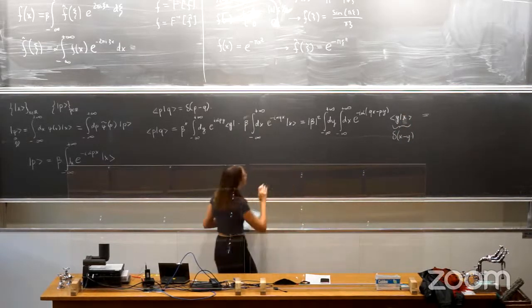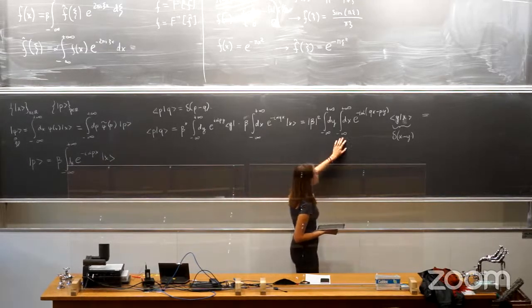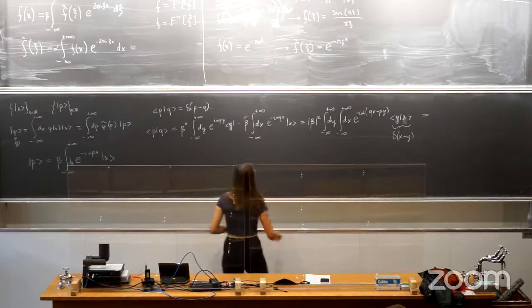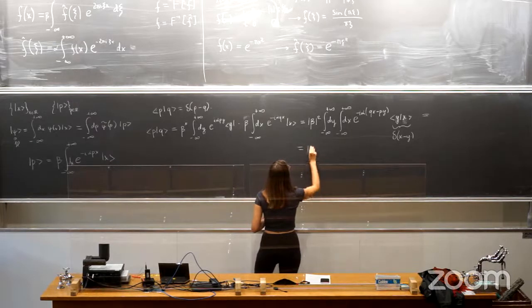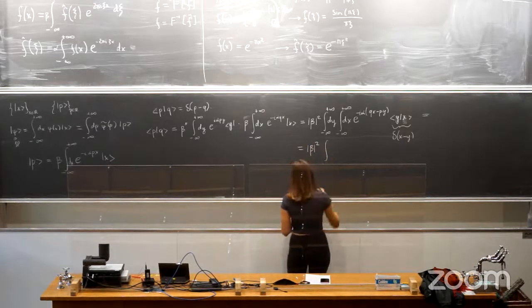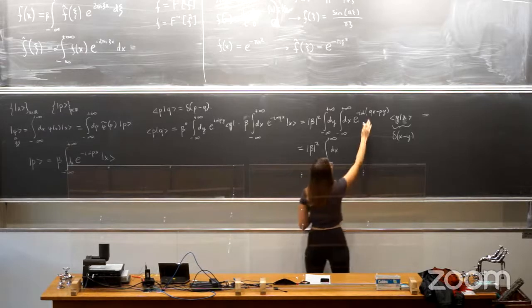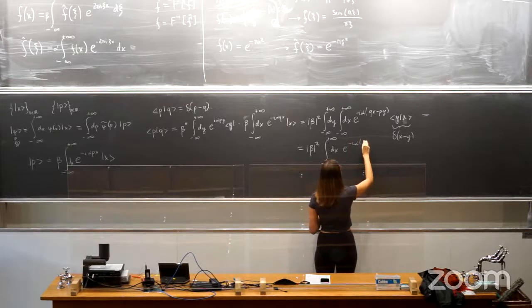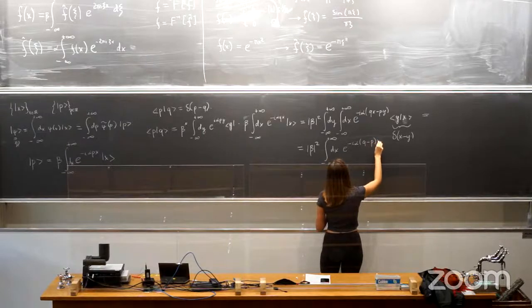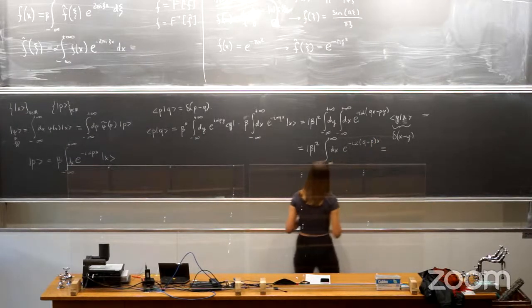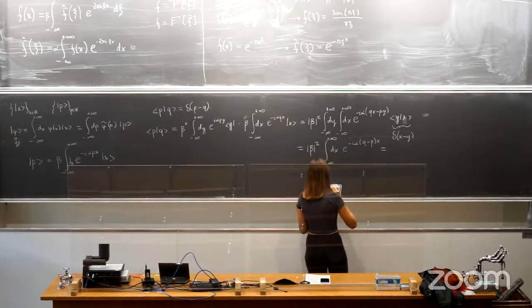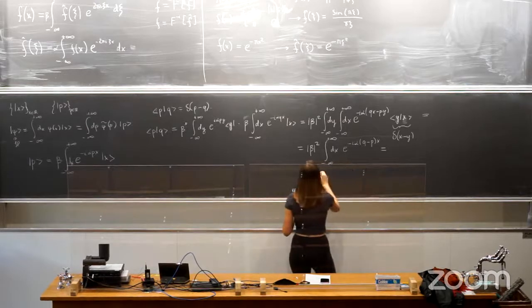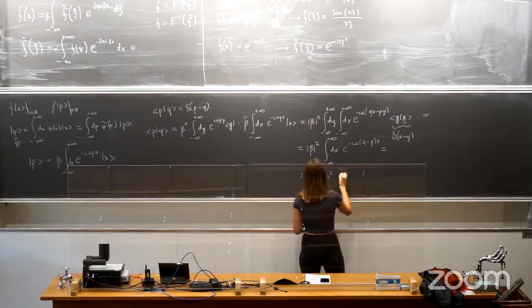Okay, so this delta function allows us to get rid of the one integration. So what we get is basically modulus beta squared integral, let's keep dx. And then here we just put y equal x, e to the power minus i alpha (q minus p) x. So I claim that this is in fact the following: modulus beta squared 2 pi over alpha delta(q minus p).